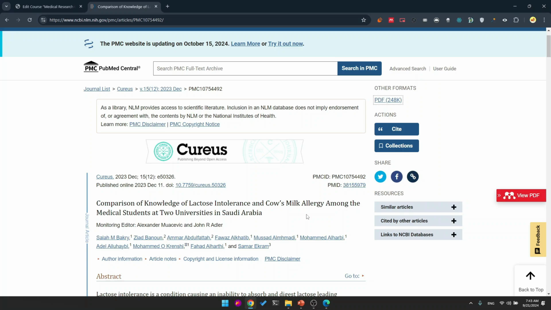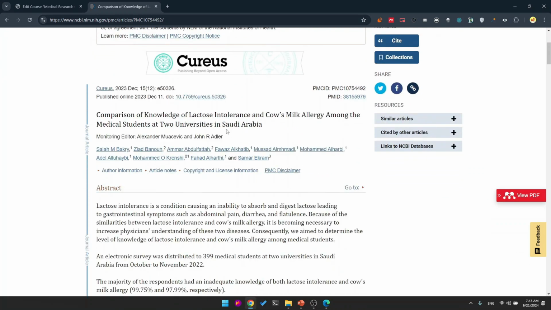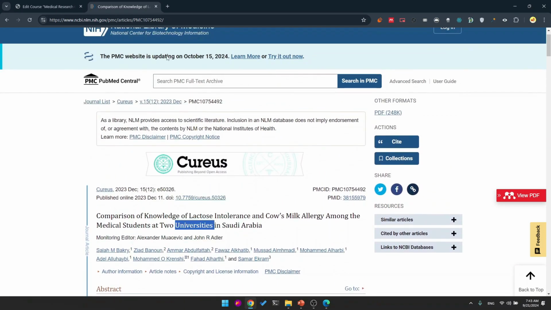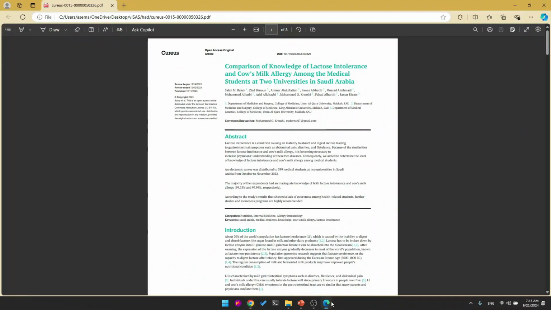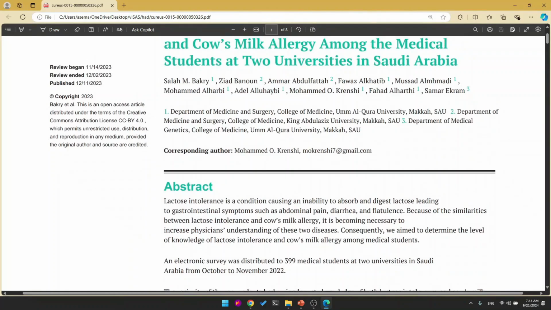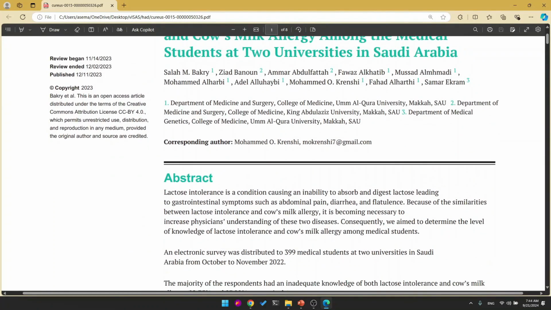So I searched, did someone try this before? And I found someone in Saudi Arabia. In 2 universities, among medical students, they compared the knowledge of lactose intolerance and cow's milk allergy. I found the study on PubMed, I pressed on it, now I'm in PubMed Central, I have the full text, I can download the PDF, and I can zoom in as much as I want. What I would suggest is to always read the abstract first.